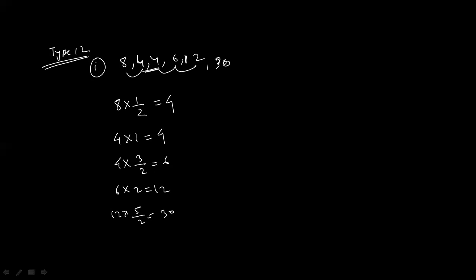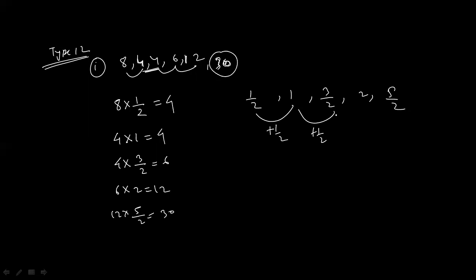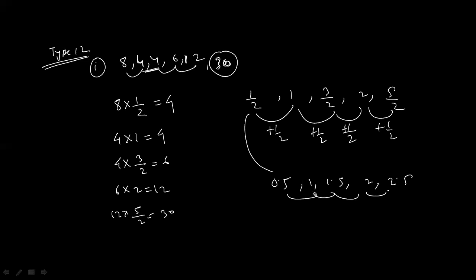Now let me explain how you will get it. See here, half. First you have to multiply by half. Next is 1. Next is 3 by 2. Next is 2. Next is 5 by 2. That means it is increased by half. Half plus half is 1, half plus 1 is 3 by 2, half plus 3 by 2 is 2, half plus 2 is 5 by 2. Or you can write it alternatively: 0.5, then 1, then 1.5, then 2, then 2.5. It is increased by 0.5, that means half.